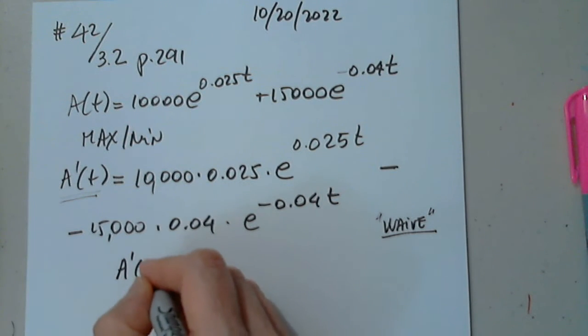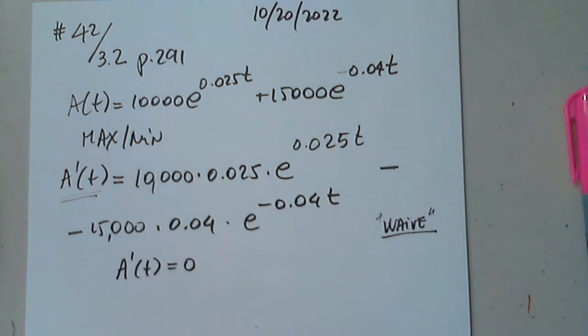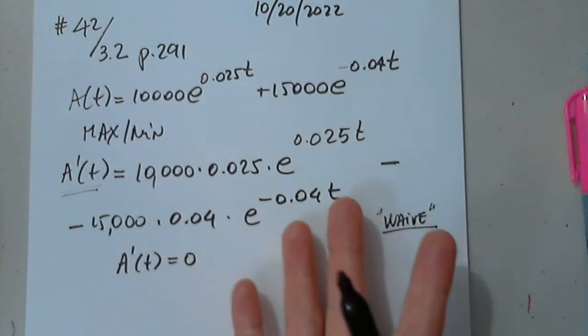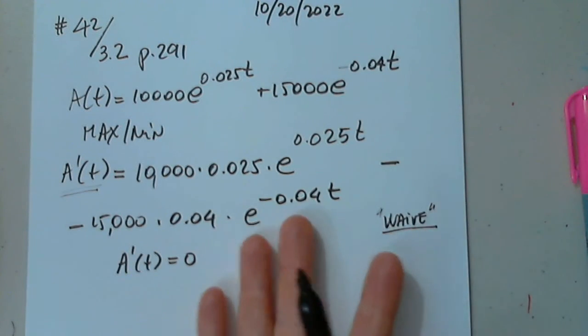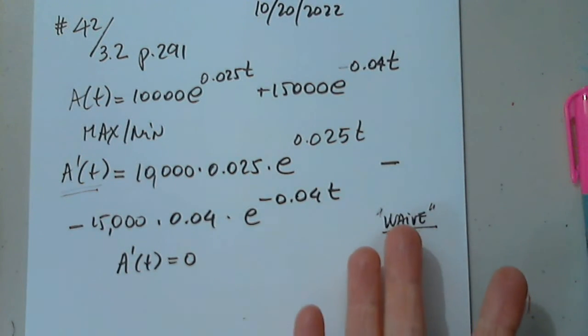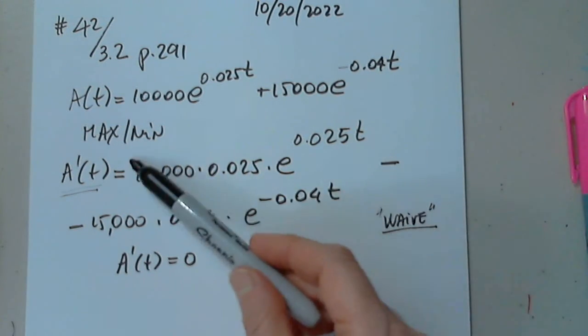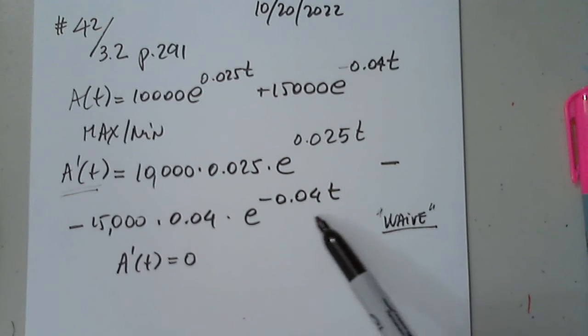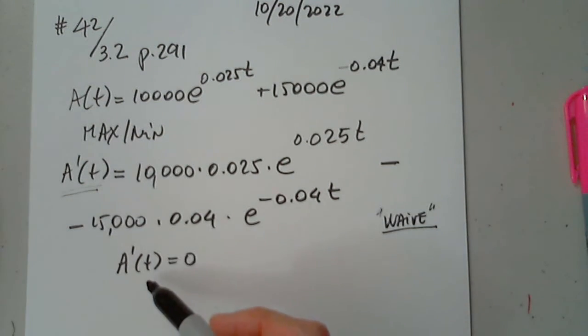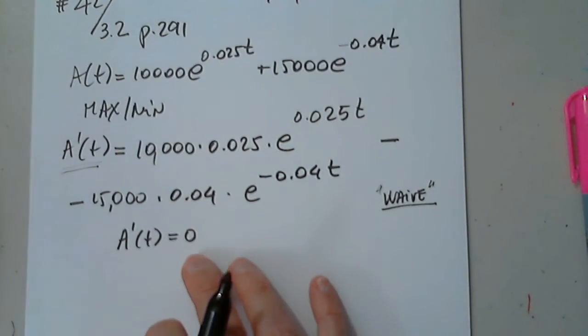So I have to determine or solve the equation a prime of t equals 0, because this is never undefined. This portion will never be undefined, and this portion will never be undefined. So a prime is never undefined, so critical numbers cannot come from that source. Okay, so we have to solve this.